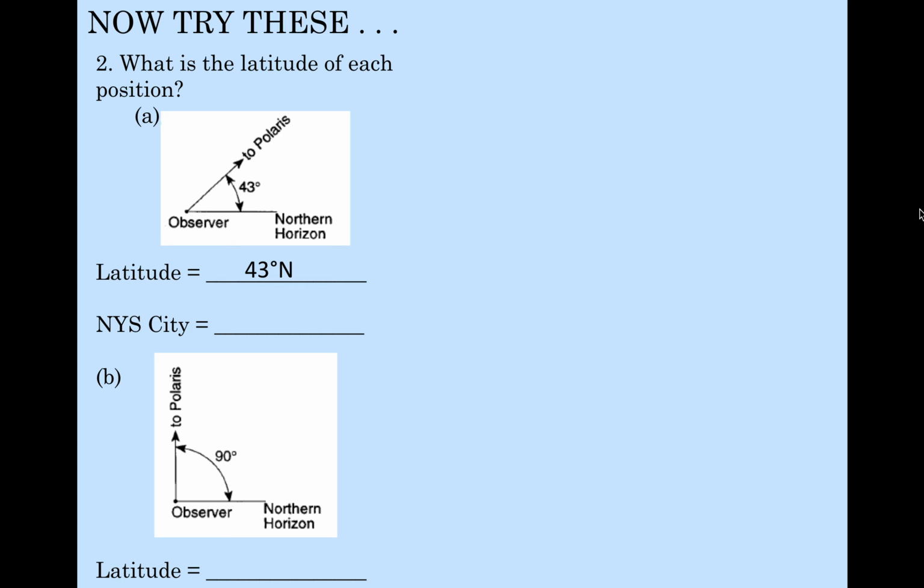So what New York State cities are at 43 degrees north? Utica, Buffalo, all the ones we just listed. At all of those cities, Polaris would be about 43 degrees above the horizon. In the second part, we see that Polaris is this time 90 degrees above the horizon, or a right angle. What would be that observer's latitude? Well, if it's 90 degrees above the horizon, then the observer's latitude would be 90 degrees north. Remember, the altitude of Polaris always equals the latitude of the observer. And remember, 90 degrees north is the North Pole.